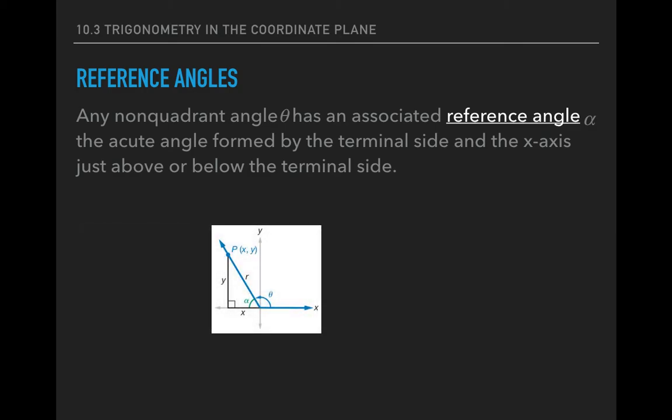Say you end in quadrant 2, like this one. Again, you're just going to measure from your terminal side down to your x-axis. It's essentially that little angle inside of that triangle. Now that triangle actually has a name. It's called a reference triangle. Suiting, right? It's the reference angle's triangle.